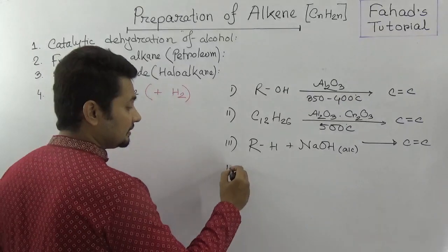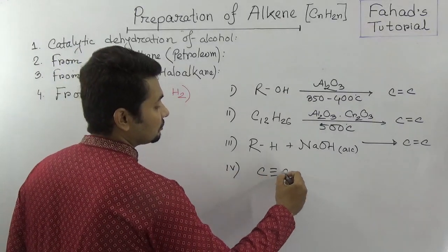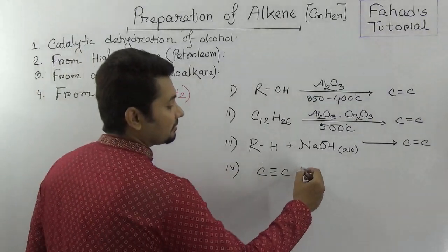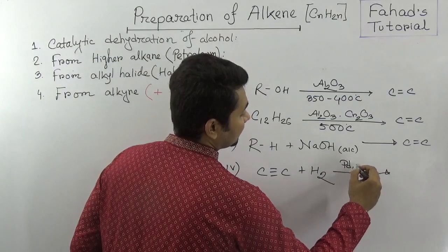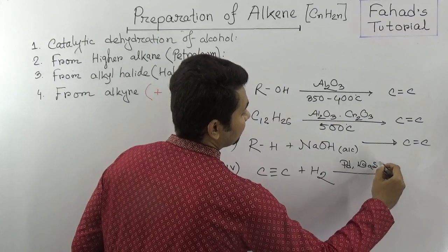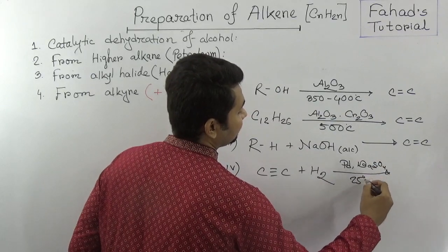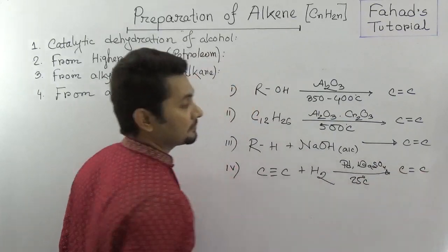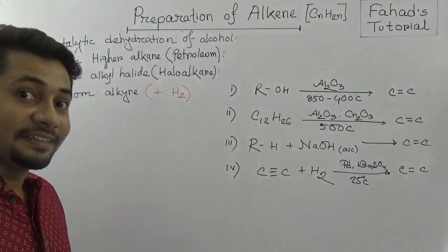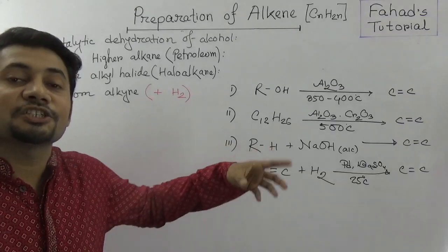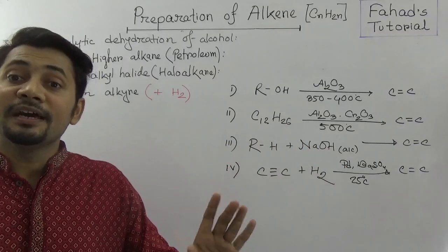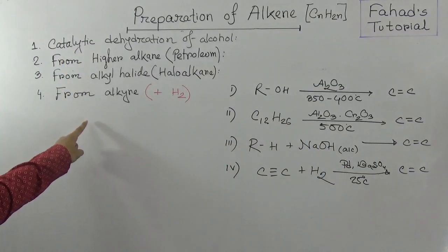And in the other case, number 4, when there is a triple bond, that is alkyne, we can mix hydrogen in the presence of palladium and barium sulfate. Temperature is 25 degrees Celsius. We can find a carbon-carbon double bond. So that is the 4 processes. I have written a shorter way so that you can remember, and you must remember the title.